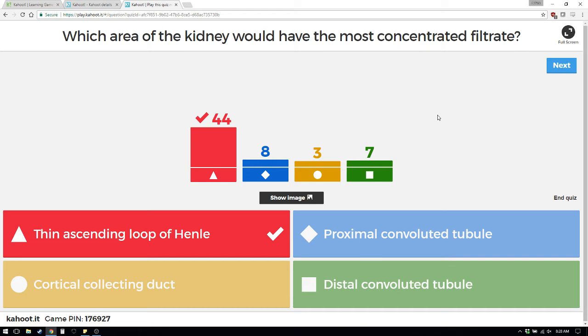And so as it starts to come back up and then gets into the thick ascending loop, what happens there? So there's some diffusion, but you're also going to have a lot of reabsorption of solutes at that point, right? Because you're going to have that sodium, potassium, chloride pump. And again, that's where the loop diuretics are working. That's really working overdrive to pull all that solute back in.